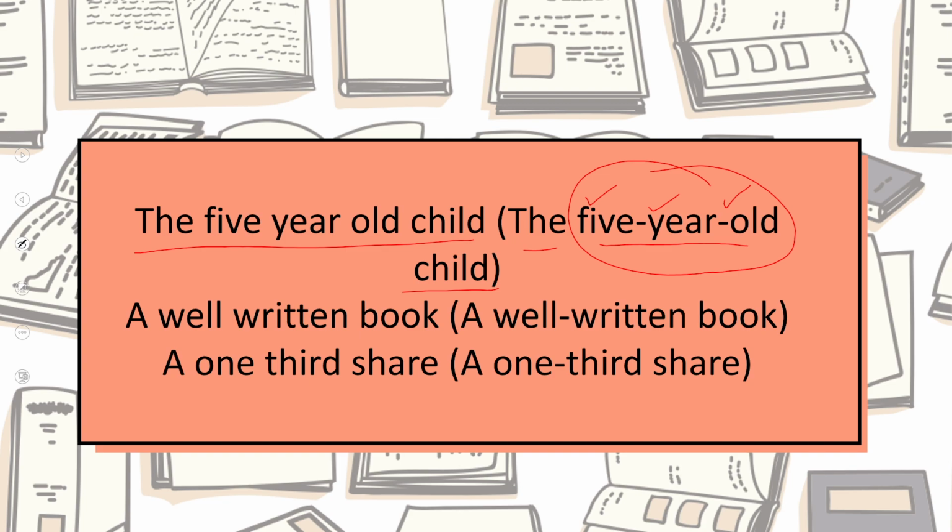Now, a well-written book. Again, when we are using compound adjectives, we have to use our hyphen. So this is the correct format, well-written book. It means, what kind of book is it? What is the quality? I mean, what is the adjective of the book? So it is well-written. So this is the quality of the book. And the third one is a one-third share. So it is better to write it with a hyphen, a one-third share.